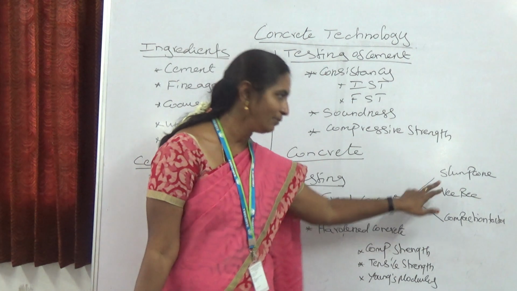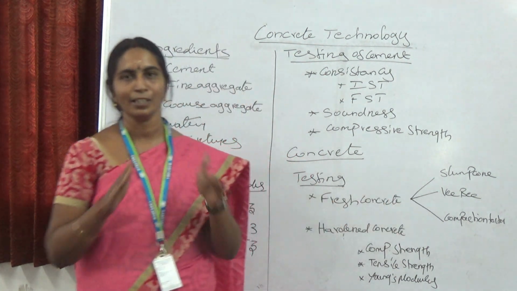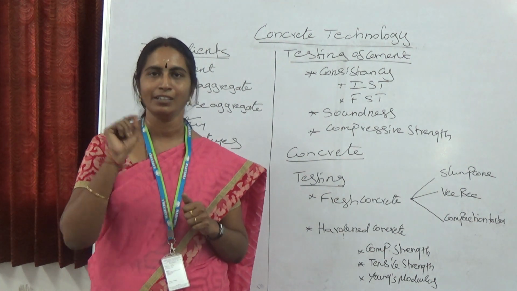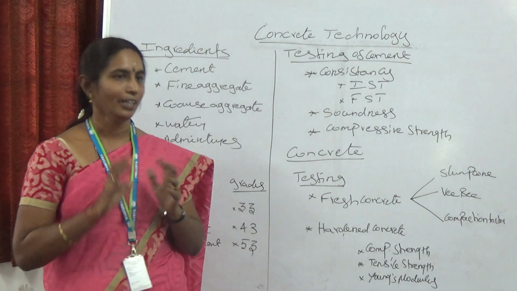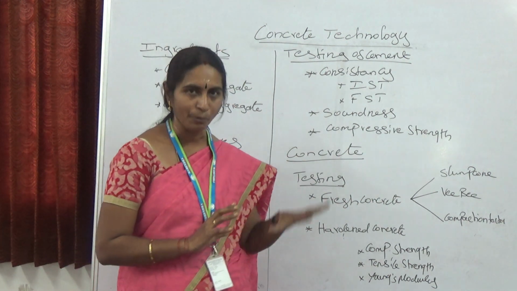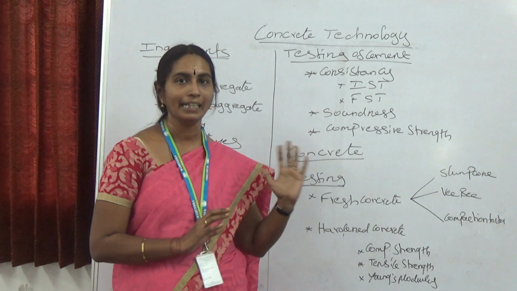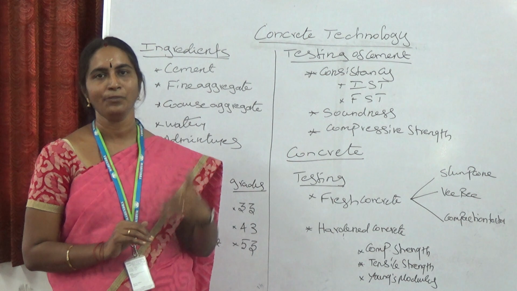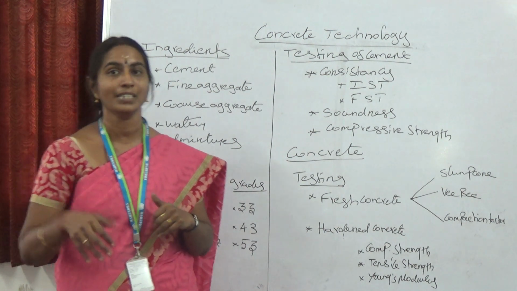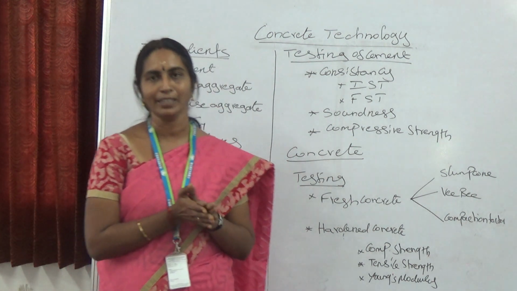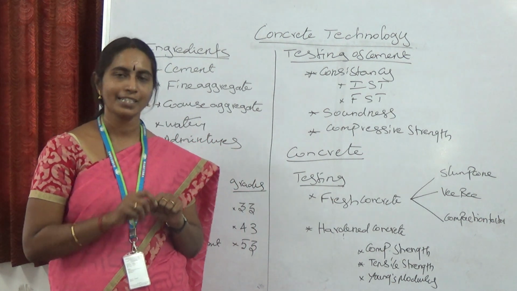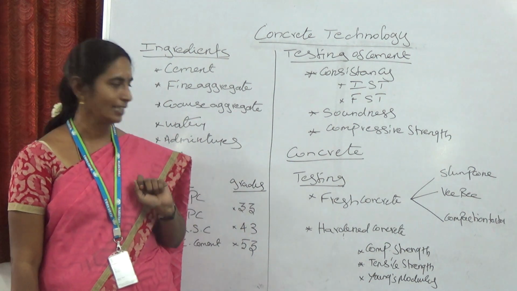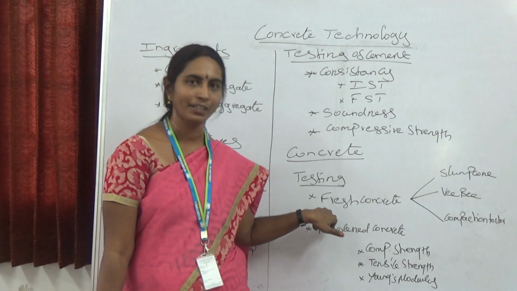For example, taking the slump cone apparatus, the size of the slump cone is 30 cm in height, 20 cm bottom diameter and 10 cm top diameter. We make the concrete with the proper mix proportion, which depends on the grade of the concrete. The grade of the concrete can be M5, M10, M15, M20, up to M200 nowadays. Up to M55 is the normal strength of concrete, and 60 and above is high strength concrete. So we first test the concrete in the fresh state, that is the workability of the concrete.